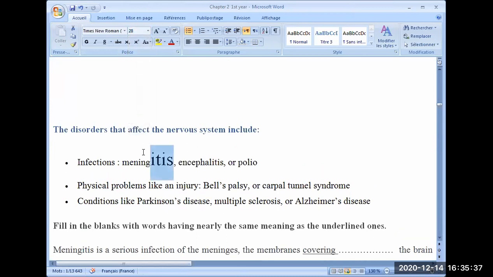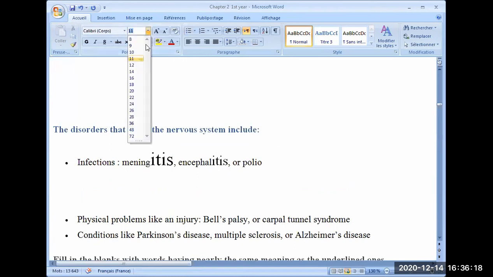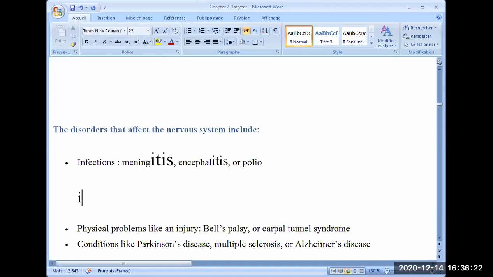Then you have another word, which is encephalitis. Encephalitis is infection of what? Here you can think of the word l'encéphale in French. Inflammation of the brain. And what does this itis mean here? Inflammation. Here it is a suffix, which means inflammation or infection.